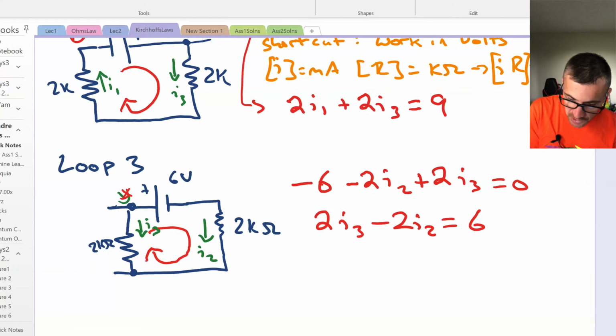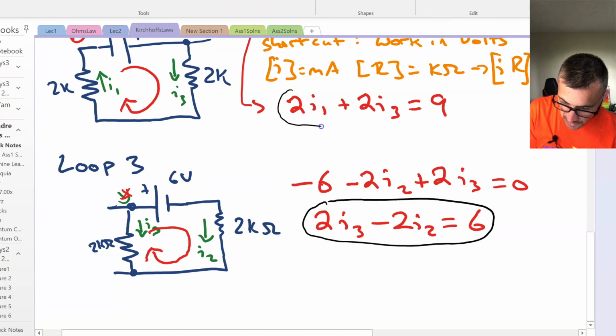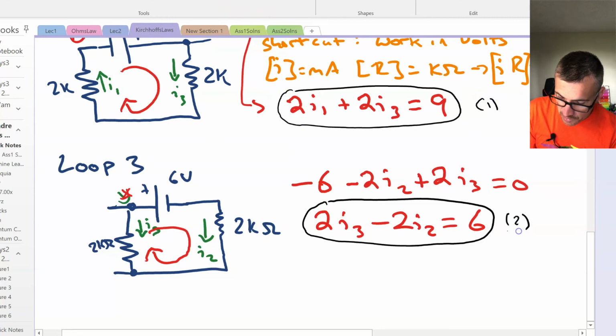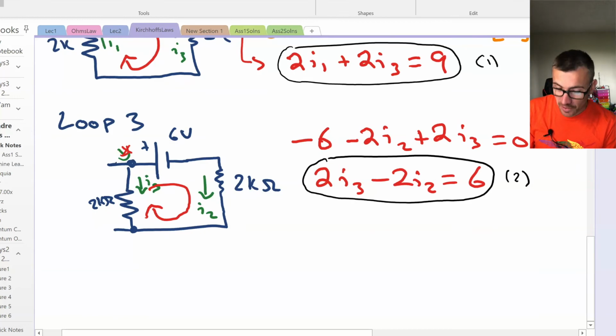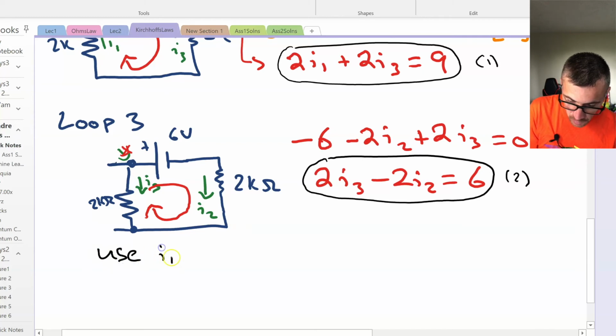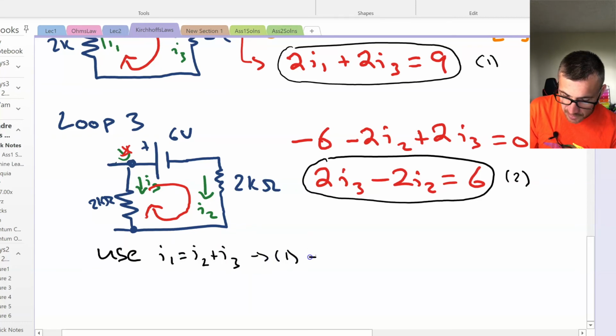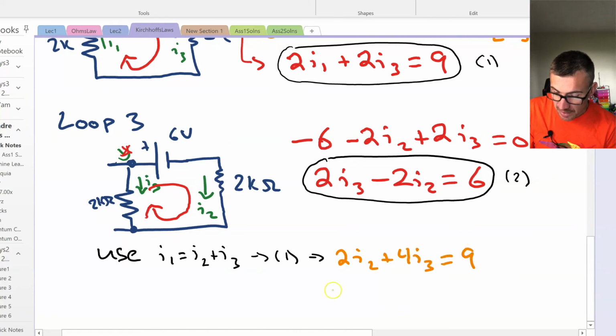Okay, so we're going to do one thing. We'll circle this equation and this equation. We'll call it 1 and 2. And what we'll do now is we'll use Kirchhoff's current law. So we'll use I1 is equal to I2 plus I3 in equation 1, and we find that we have 2I2 plus 4I3 is equal to 9, and 2 says negative 2I2 plus 2I3 is equal to 6. Well, that's convenient.